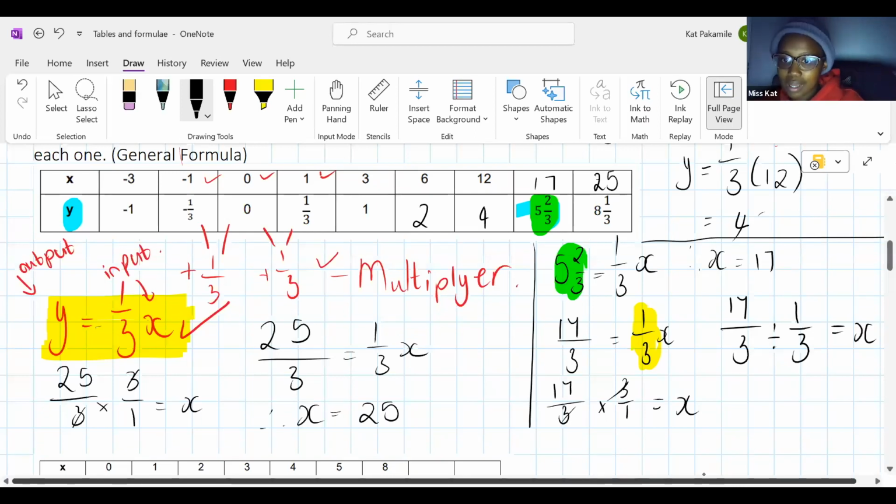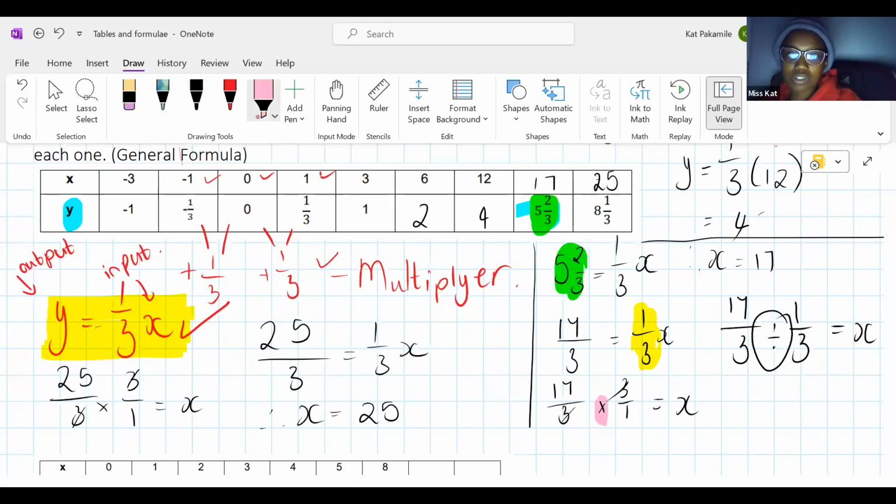But I changed this to a times so that I can cross cancel. Check here, times, and then 1 over 3 became 3 over 1. Now you can cross cancel. We have a 3 in the denominator here with a 3 in the numerator, once. So it's going to be 17 times 1, which is 17 over 1. That's how I got to x equals 17. Okay.